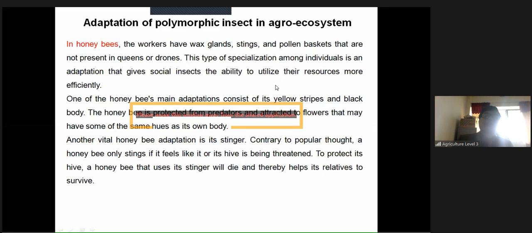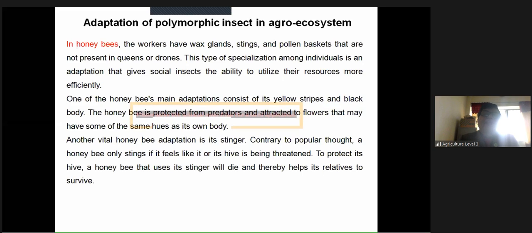In honeybees, the workers have wax glands, stings, and pollen baskets that are not present in queens or drones. Wax glands, stings, and pollen baskets, but these are absent in queens or drones. This type of specialization among individuals is an adaptation that gives social insects the ability to utilize their resources more efficiently. These characteristics help the social insects to utilize the natural resources more efficiently.